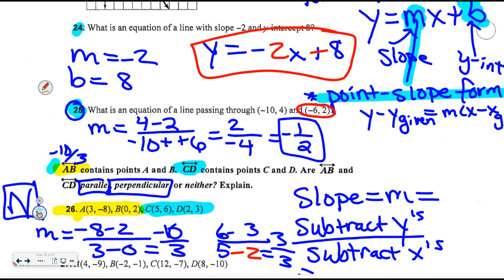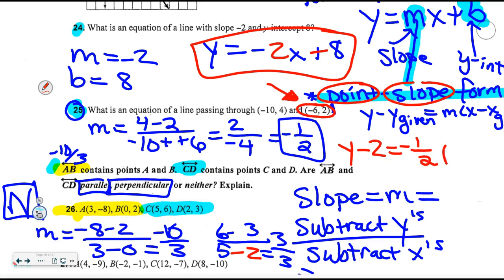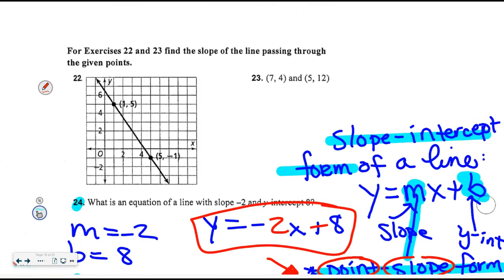So I now have a point right there, and I now have a slope. So I go like this, y minus the y you were given. What's the y you were given on this point right here? 2. Is equal to the slope, we just found it, times x minus the x you were given. Be careful because it's x minus negative 6. So what are you guys going to write? X plus 6, correct?